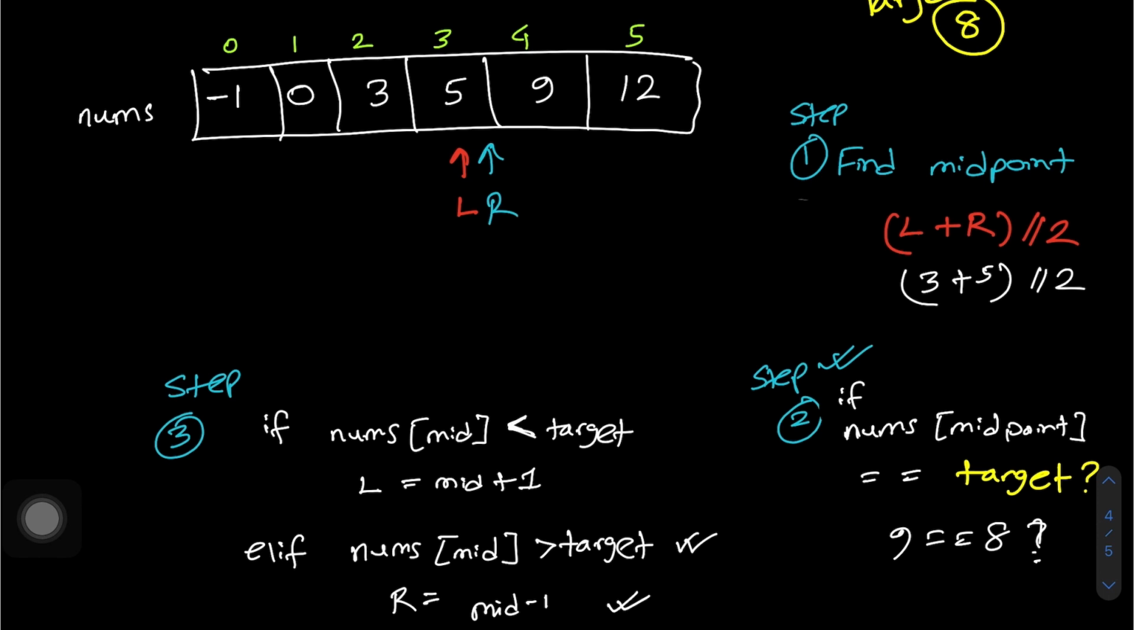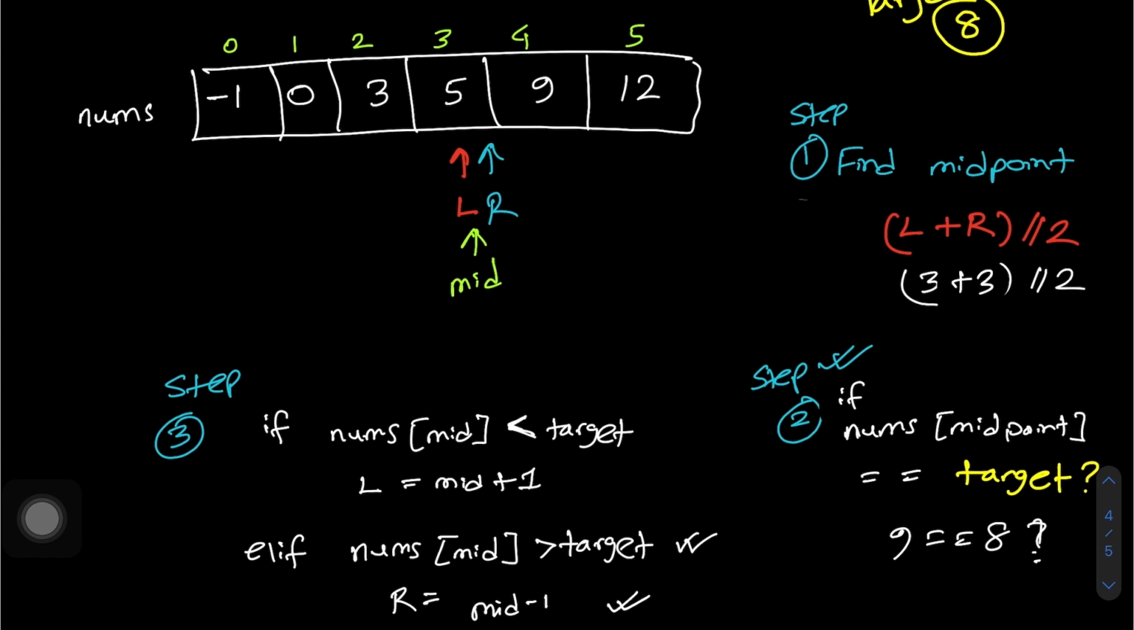The first step was finding the midpoint. Now left and right are both pointing to 3, so 3 plus 3, and if we take the integer division, the mid is also the same value, pointing to index 3. So then let's move on to step 2. What is step 2? Is nums of midpoint equal to the target?